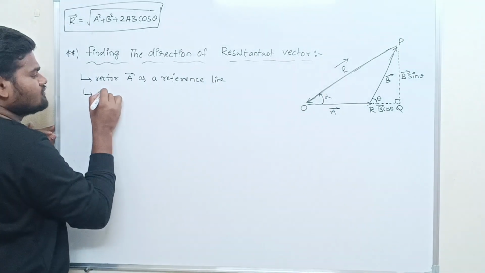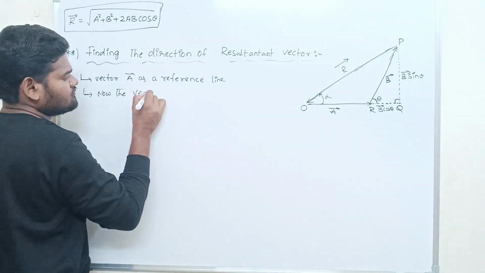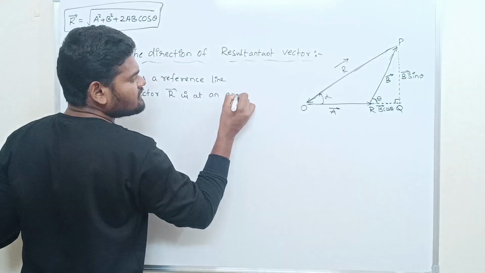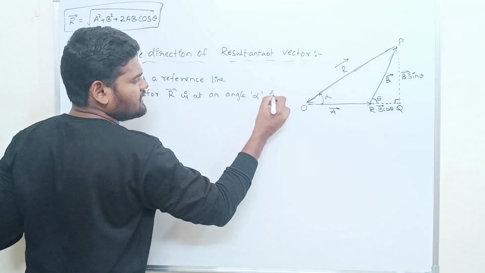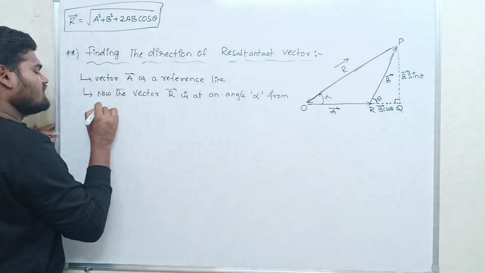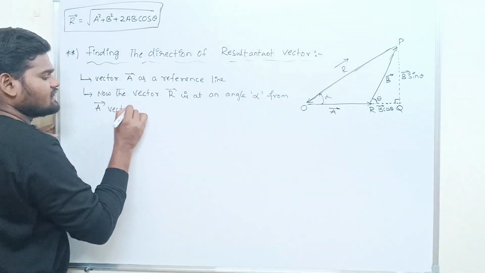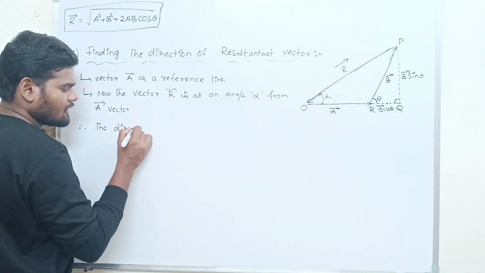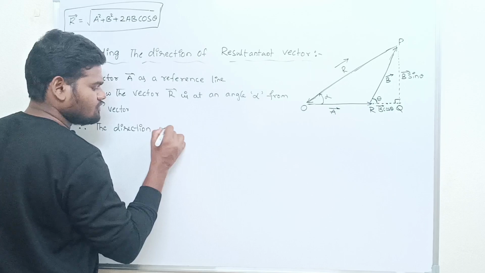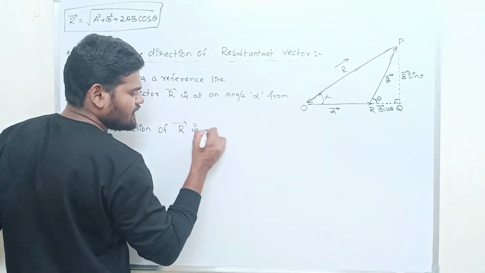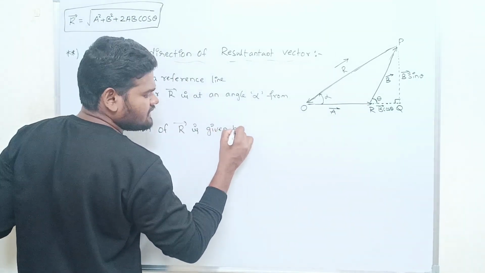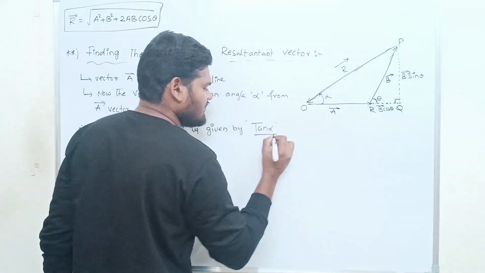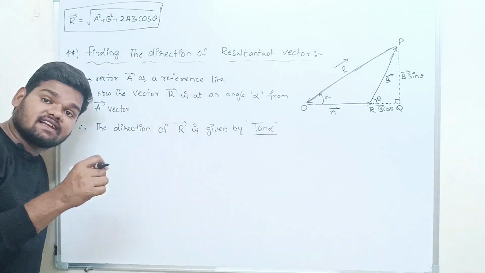Now, the vector R bar is at an angle alpha from the A bar vector. Therefore, the direction of R bar is given by tan alpha. So tan alpha gives the direction of the resultant vector.